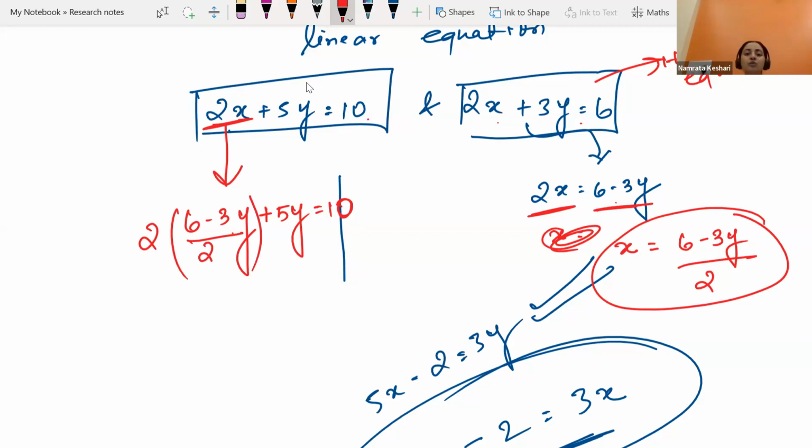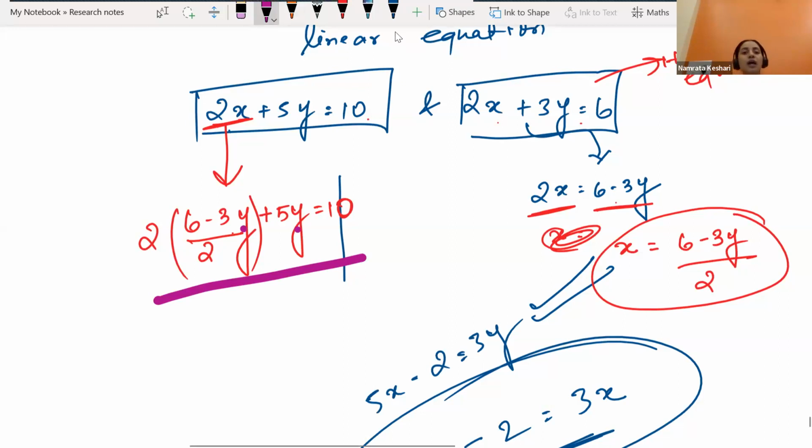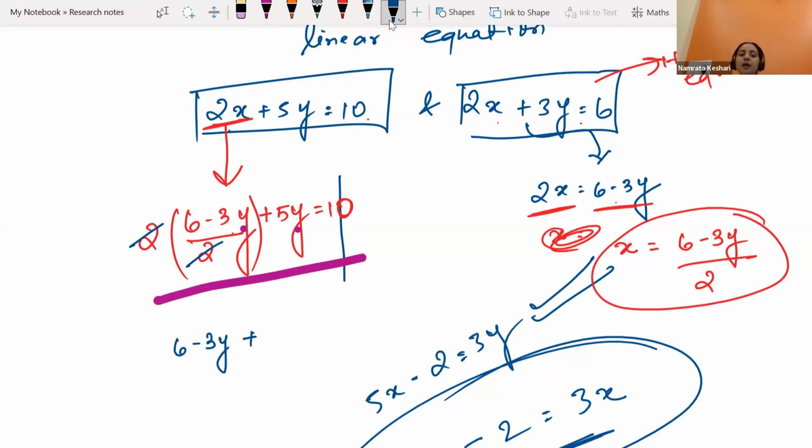Okay. For now I would tell you to focus over here and see carefully why it is possible to solve this equation now. Previously, it was not possible to solve it, but now we will be able to solve and take out the value of y. Yes or no? Yes, ma'am. We can. Now 2 and 2 cancelled out. We are having 6 minus 3y plus 5y is equals to 10.